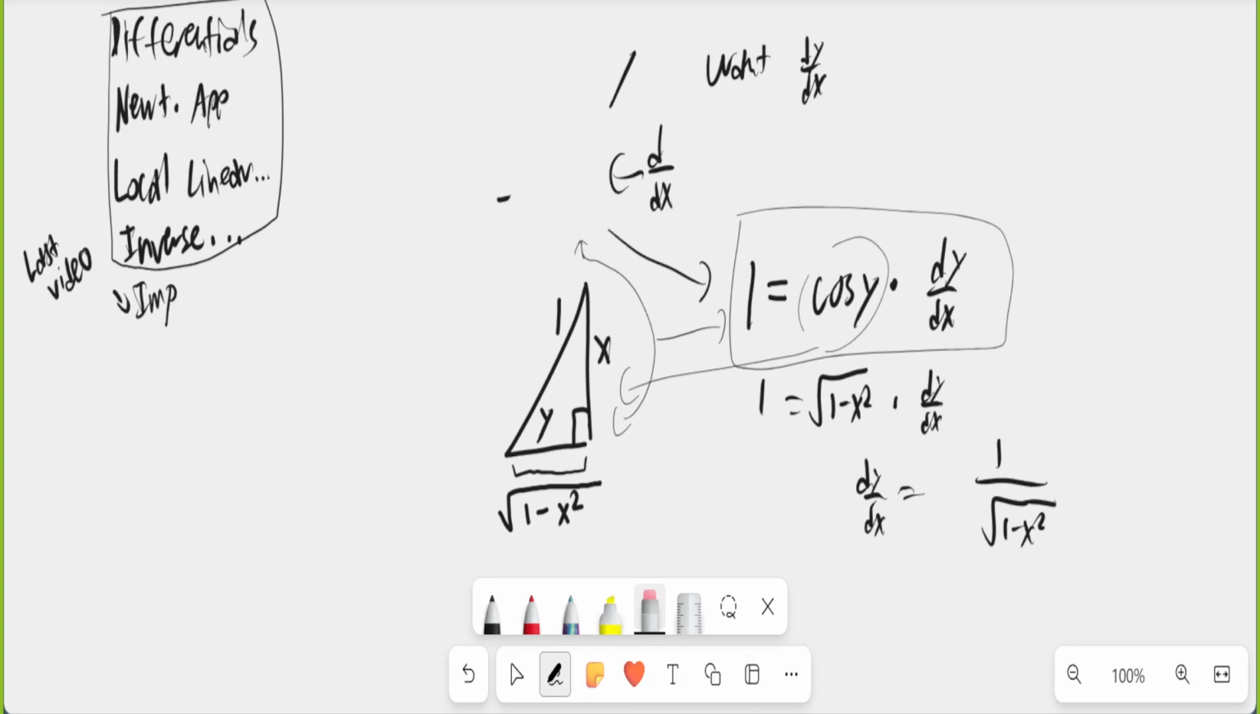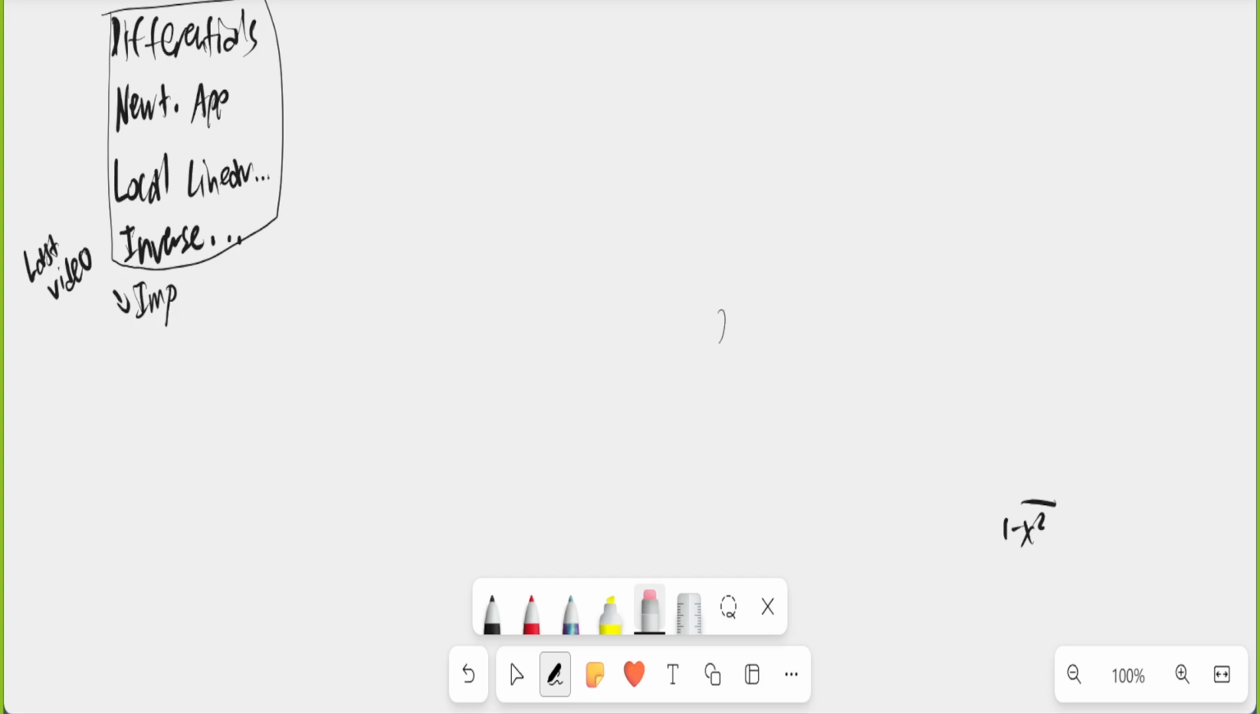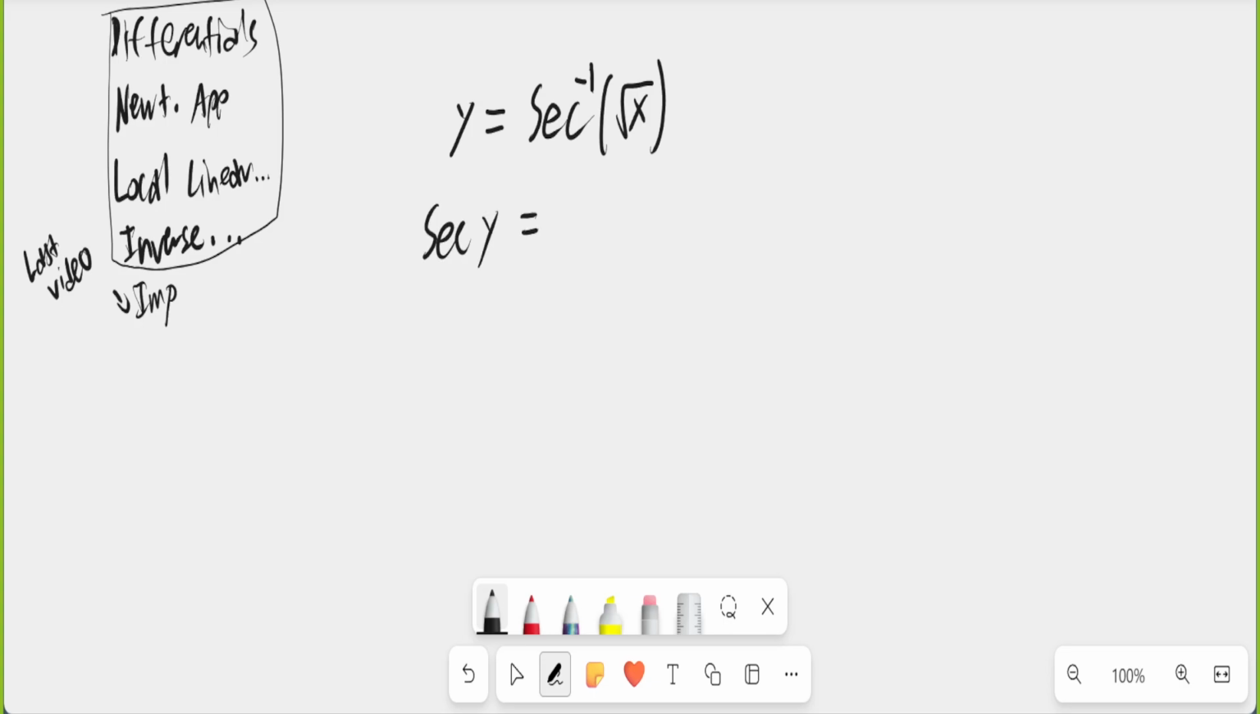So we want to find what? Could you say that again, Tremont? y is equal to secant inverse of the square root of x. Okay, well, we take the secant of both sides, right? And it's square root x.